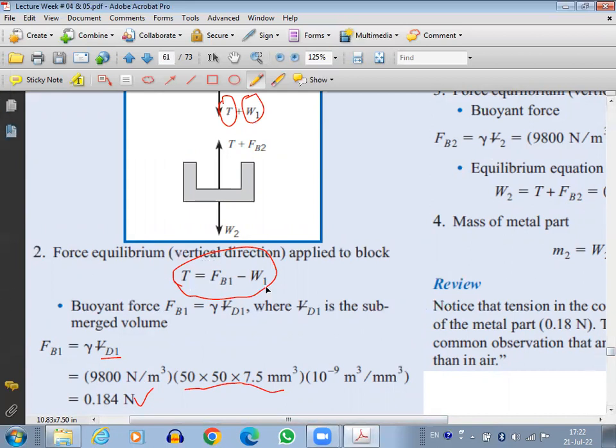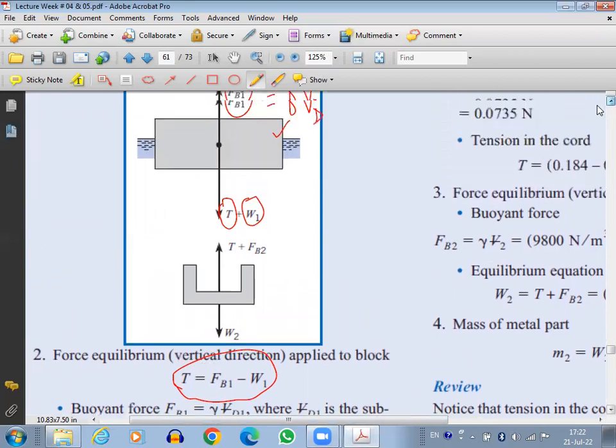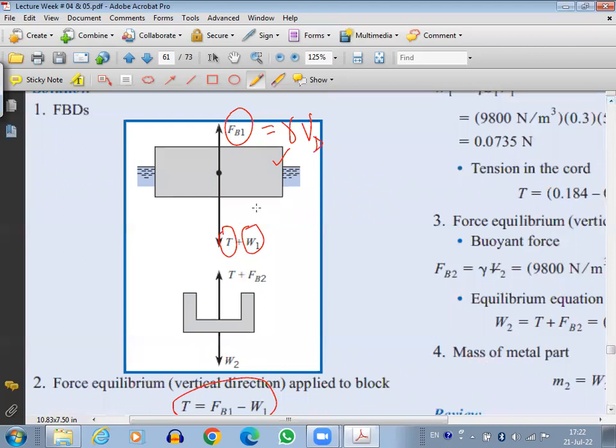T is unknown, W1 is unknown right now. So what is the actual weight? The actual weight we can find out. Why? Because for this log, specific gravity was given. And specific gravity is basically gamma of this wood divided by gamma of water. So if we know this, we know gamma of water, we can find gamma of wood. Okay, so we know this thing.